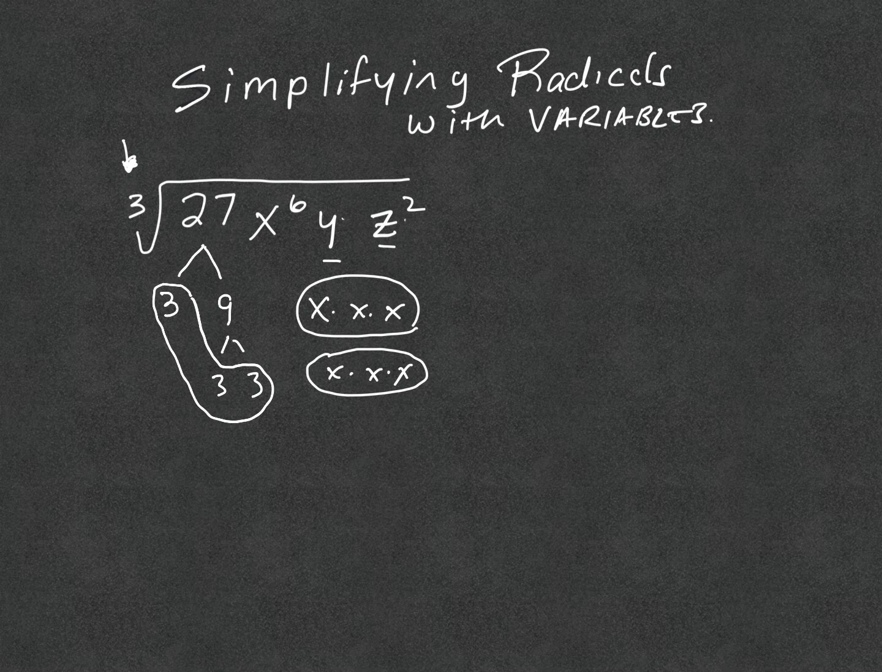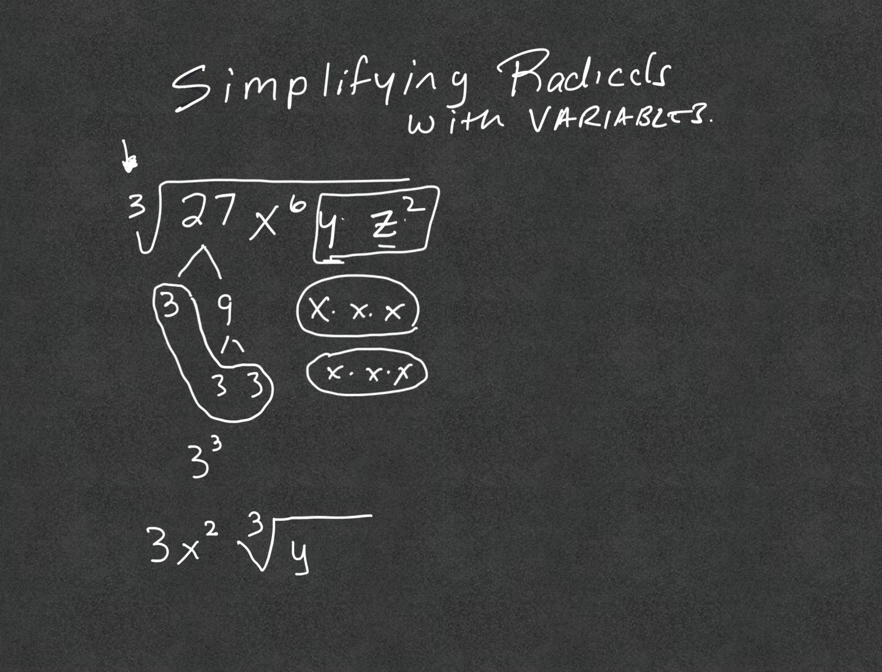So what is this going to simplify to? The cube root of 3 to the third is 3. The cube root of x to the third is x. And since we have another group, it's going to be x squared. And then this amount right here, we couldn't take it out, so it's going to be the cube root of y times z squared.